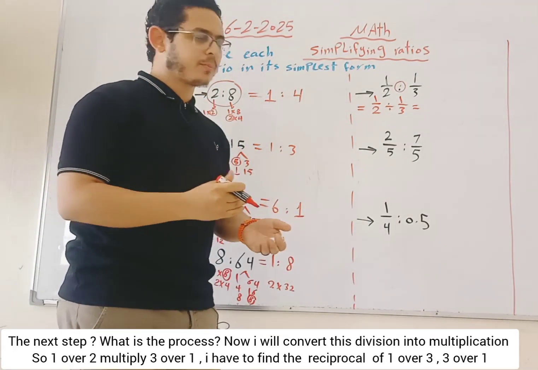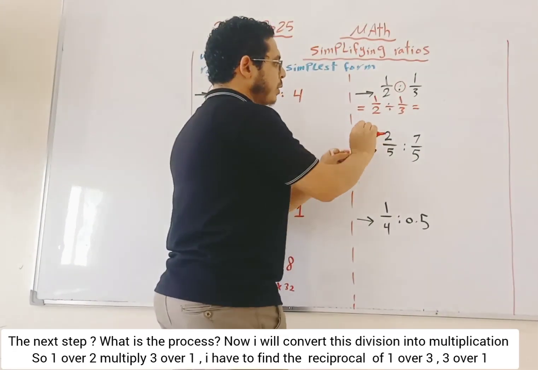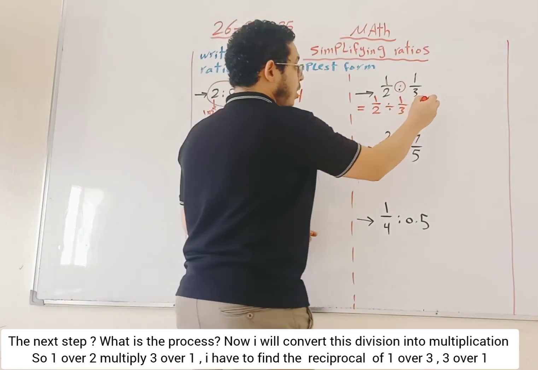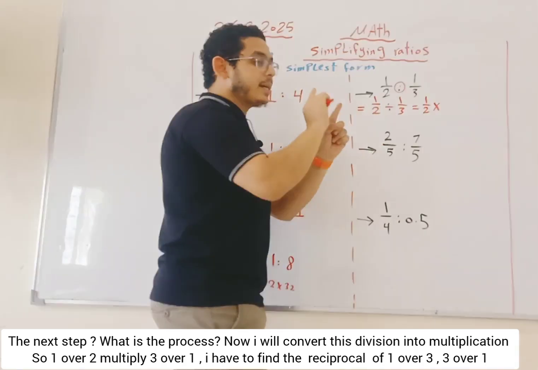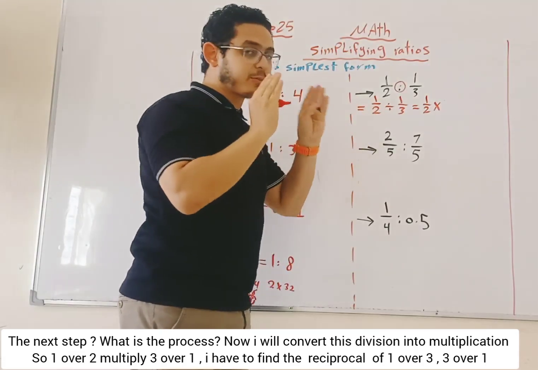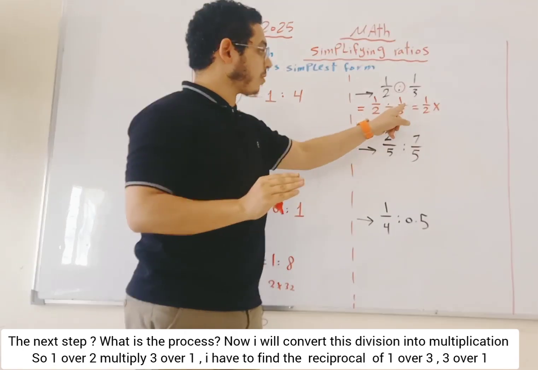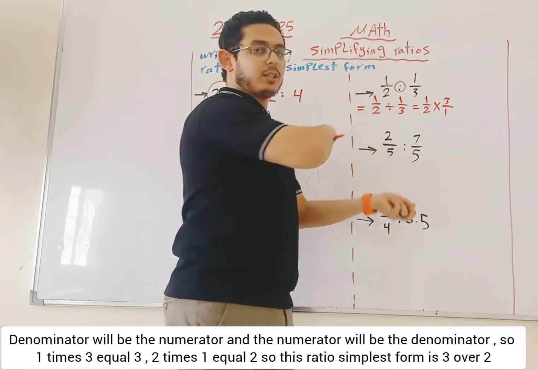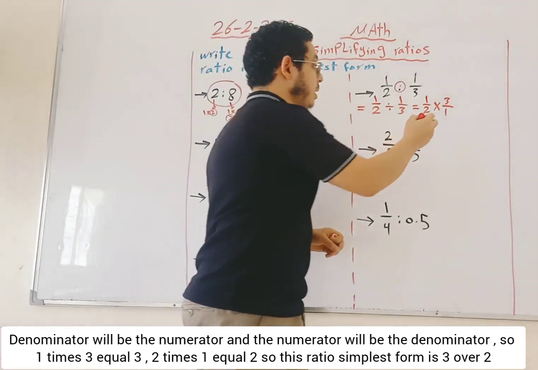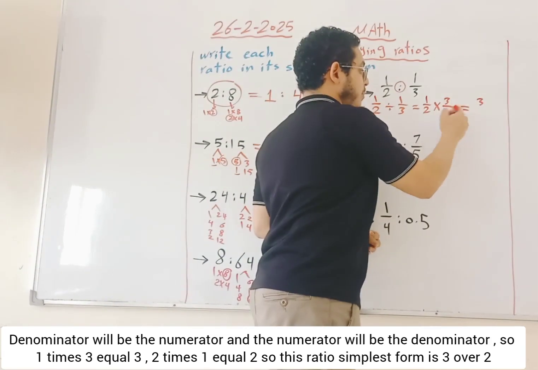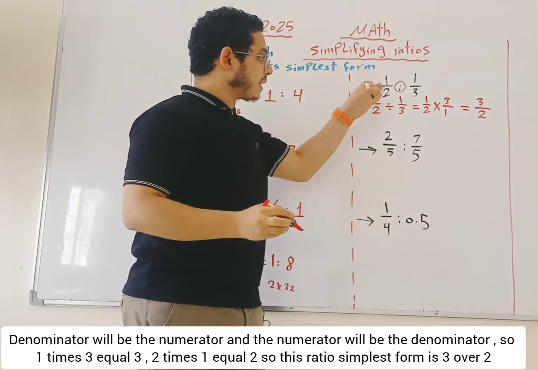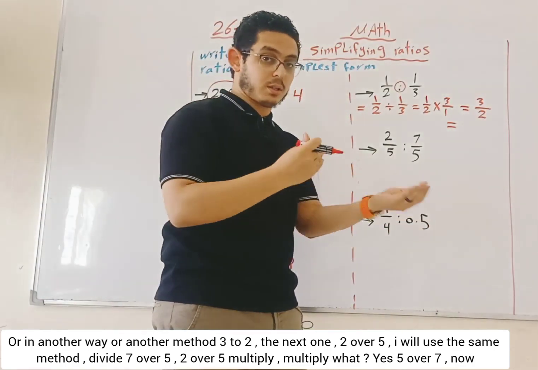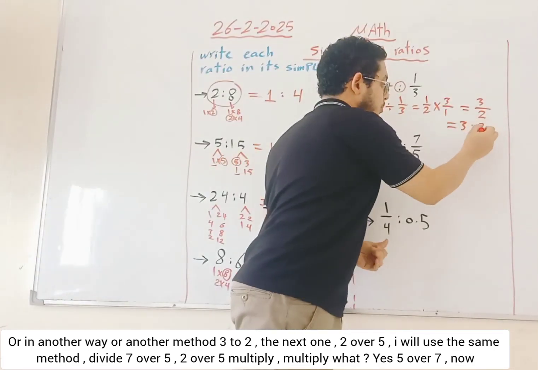What's the next step? What's the process? Now I will convert this division into multiplication. So 1 over 2 multiplied by 3 over 1. I have to find the reciprocal of 1 over 3, which is 3 over 1. The denominator will be in the numerator and the numerator will be in the denominator. So 1 times 3 equals 3. 2 times 1 equals 2. So this ratio in simplest form is 3 over 2, or in another way, 3 to 2.